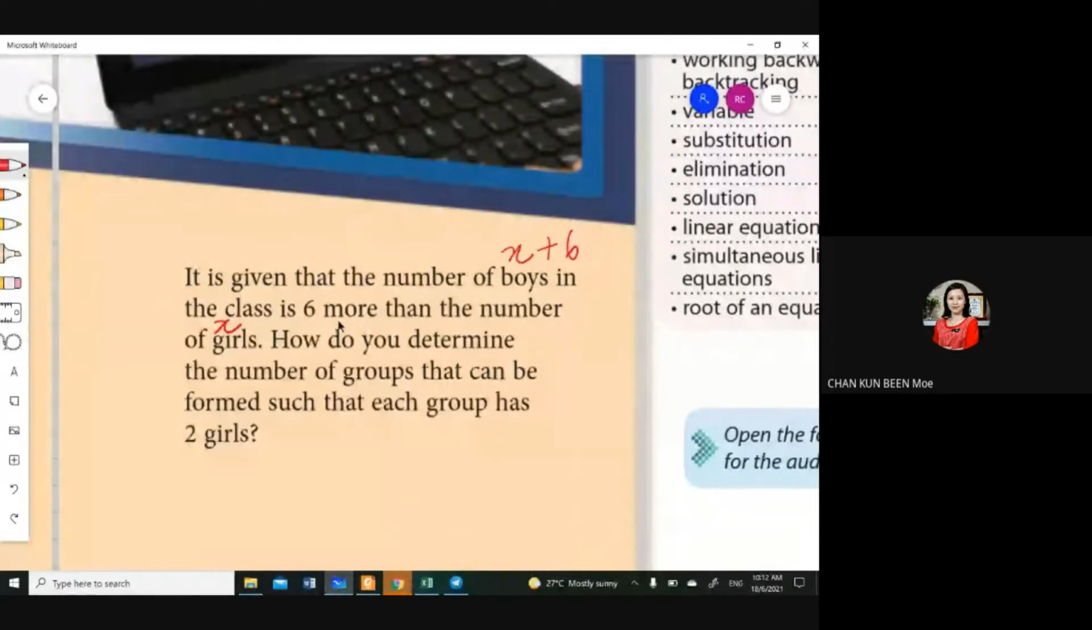Okay, now you look at the question. How do you determine the number of groups that can be formed such that each group has 2 girls? So we have X girls, but we don't know the total right now. So this is what you are going to learn in this chapter. You are going to form the equation and then we are going to solve it.